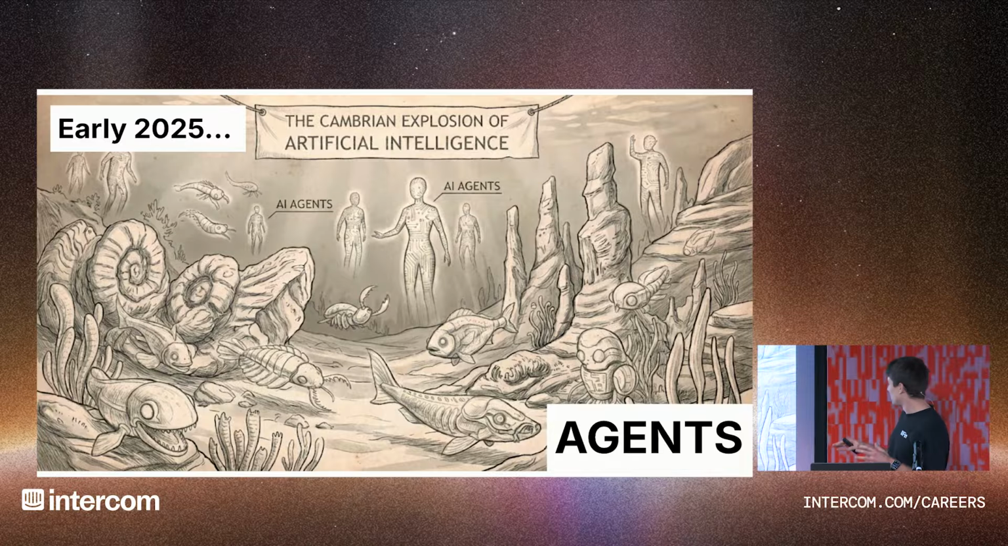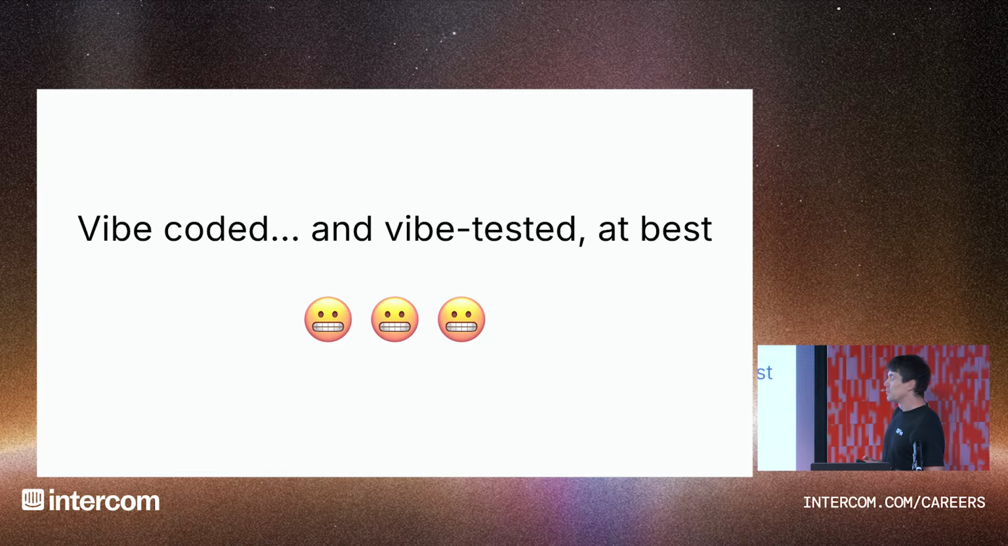We had our own year of slop, which turned out to be the year of agents, internal agents for developers. Everyone got excited. Everyone built an agent to automate a certain part of the developer workflow. Everyone was doing this, and we had this Cambrian explosion of artificial intelligence. We had agents everywhere. But the harsh truth is that they were vibe coded and vibe tested at best.